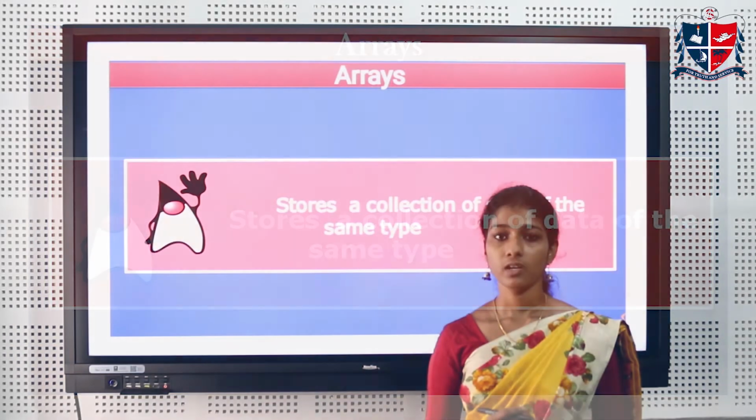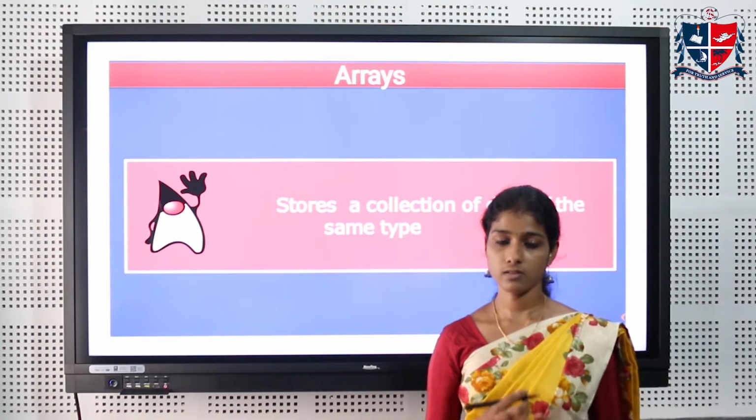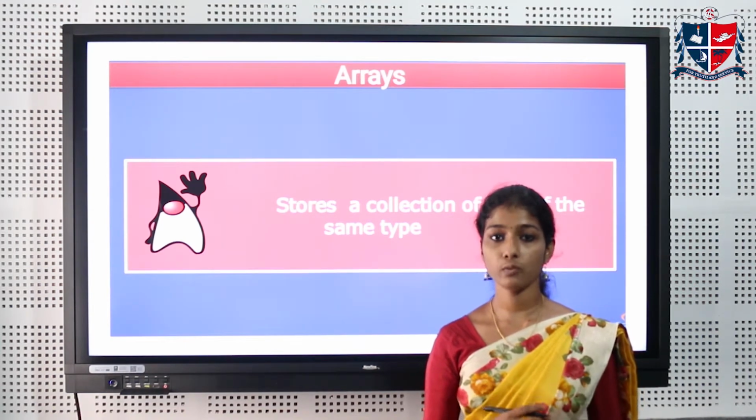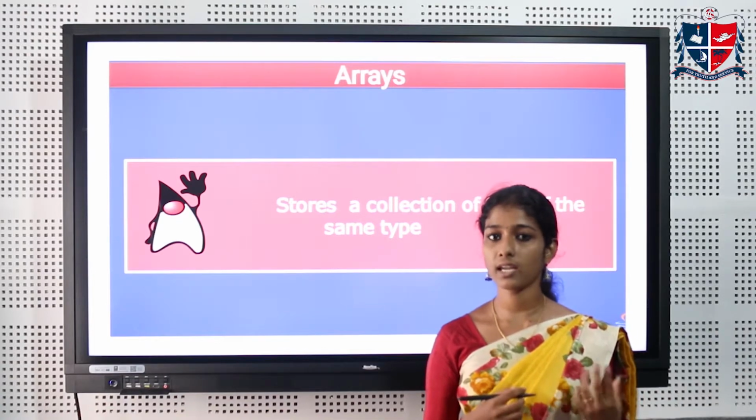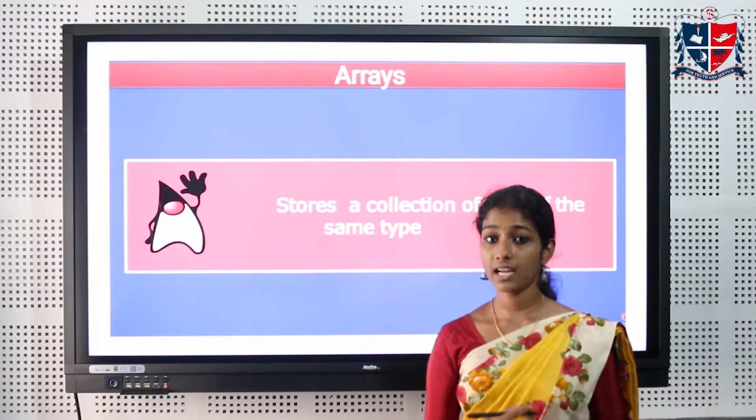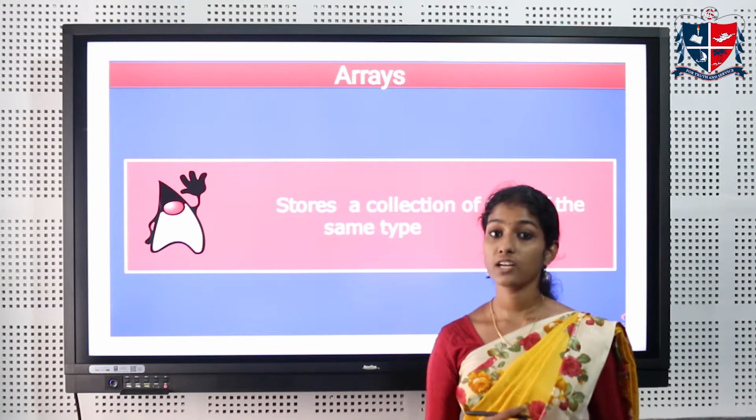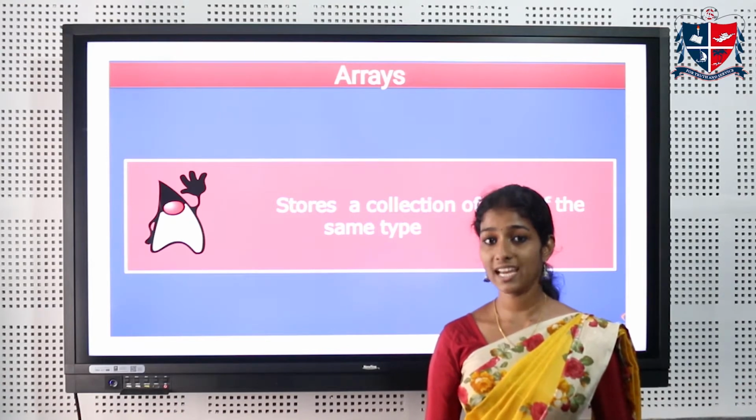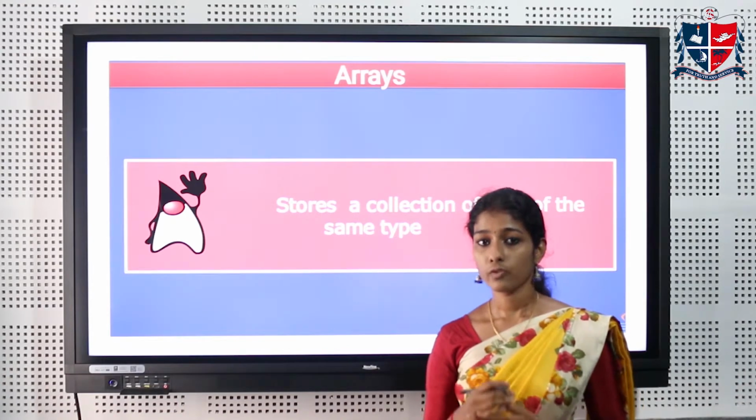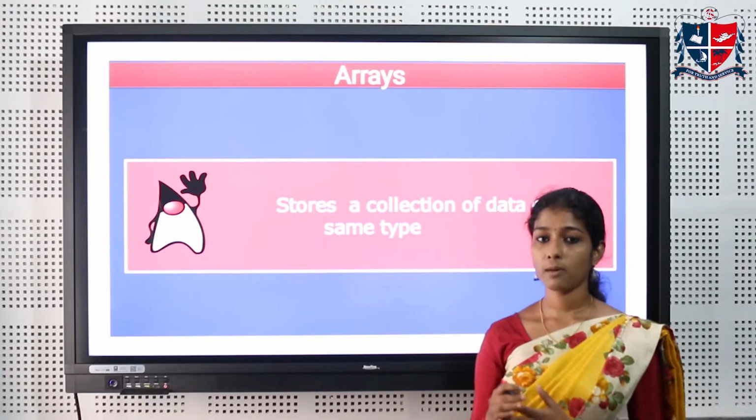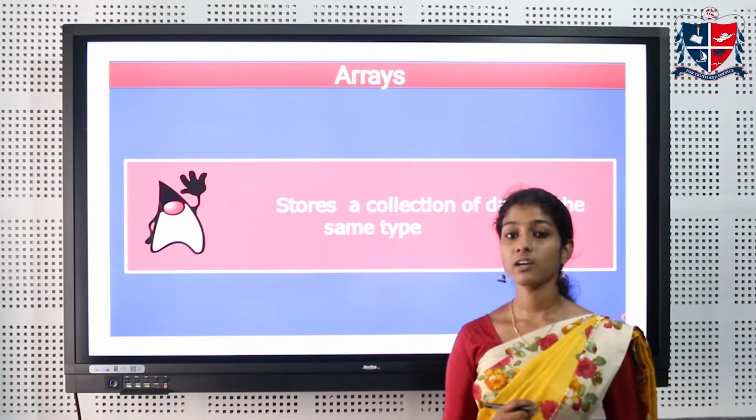In Java, if we want to store some value, we need to create variables. For example, if I need to store 2 numbers, I need to create 2 variables. If I need to store 10 numbers, I need to create 10 variables. Or what if I need to store 100 numbers? I need to create 100 variables, which is inefficient. So to solve this problem, we use a concept called arrays.